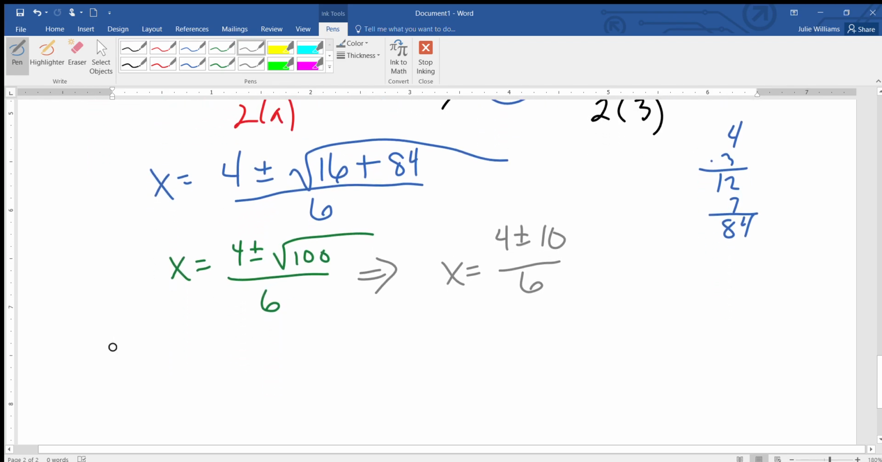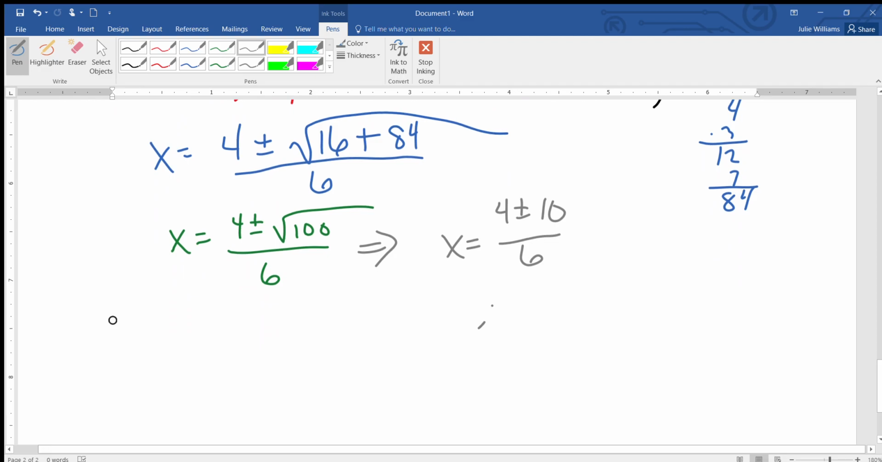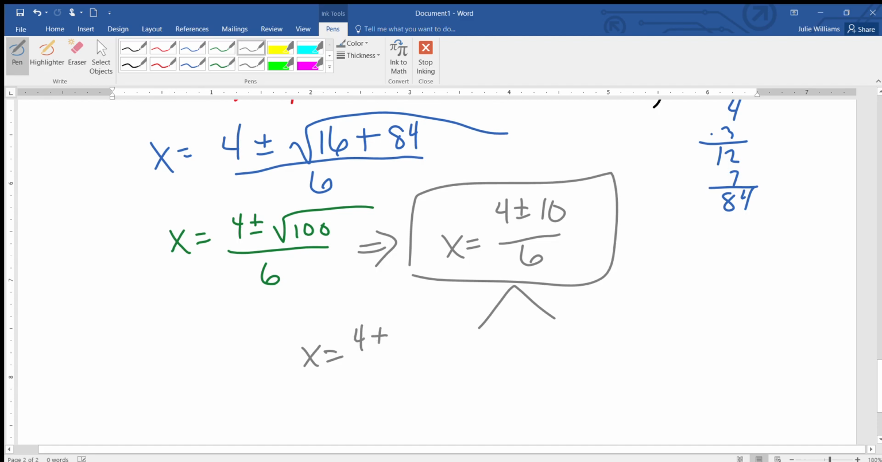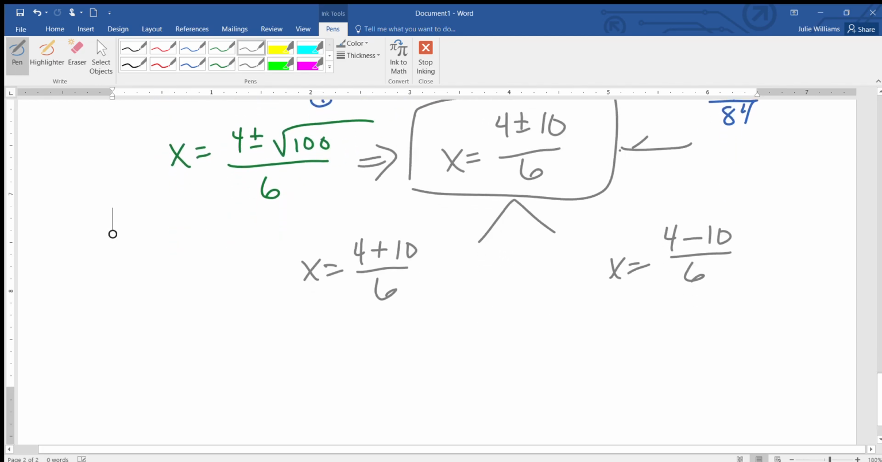Okay, so this is fun. Remember, that means two things. Do not leave your answer like that. Okay, that's not good enough. We know that that is two different things. We know that that is x is equal to 4 plus 10 over 6. And we know that that is equal to x equals 4 subtract 10 over 6. Two solutions, figure them out. Okay, don't leave it like that. That would not be good. That would make Mrs. Williams sad.